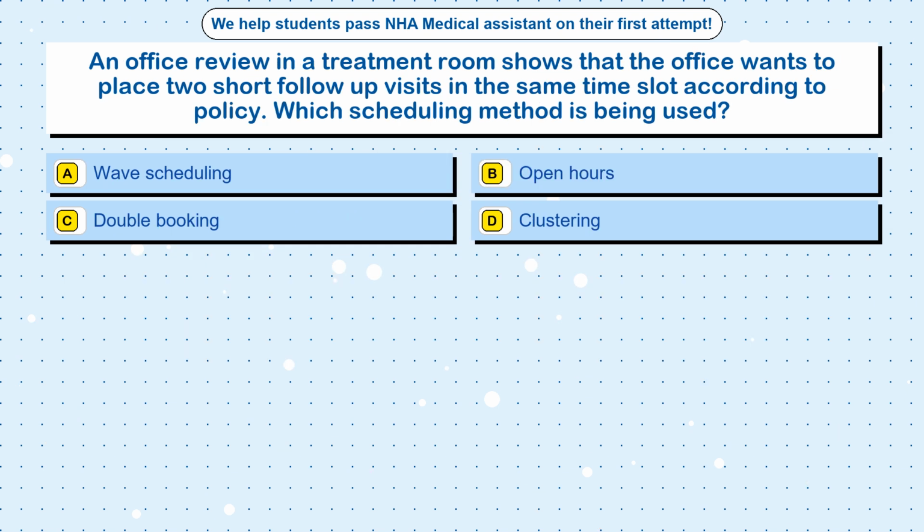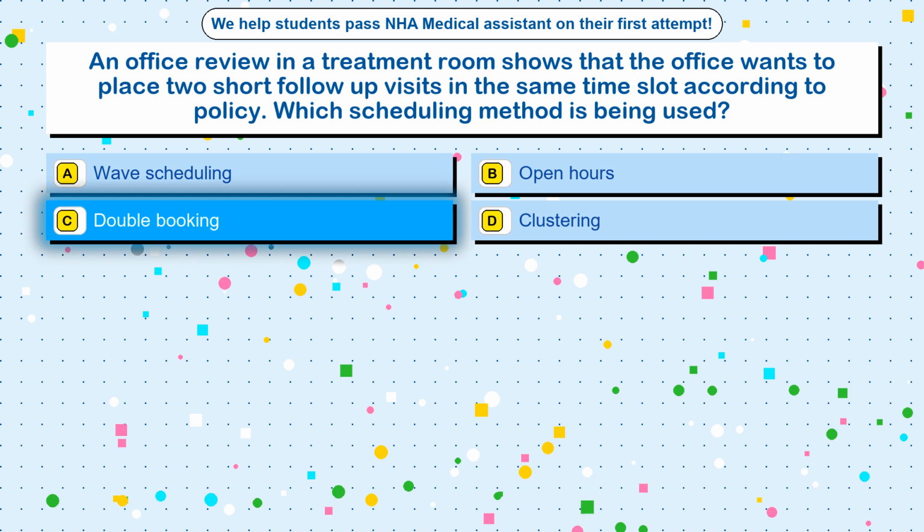Question 28. An office review in a treatment room shows that the office wants to place 2 short follow-up visits in the same time slot according to policy. Which scheduling method is being used? Option A. Wave scheduling. Option B. Open hours. Option C. Double booking. Option D. Clustering. The correct answer is option C.